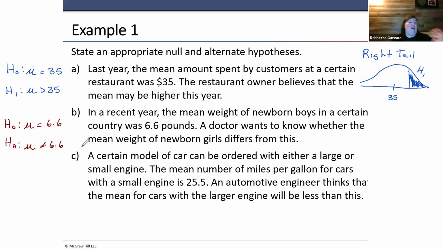So once again, if girls are like boys, they should have the same mean weight. If girls are different than boys, they should have just a different mean weight. So our boys are here at 6.6. We think girls could be here or girls could be here. So this is where we have our two-tail test.